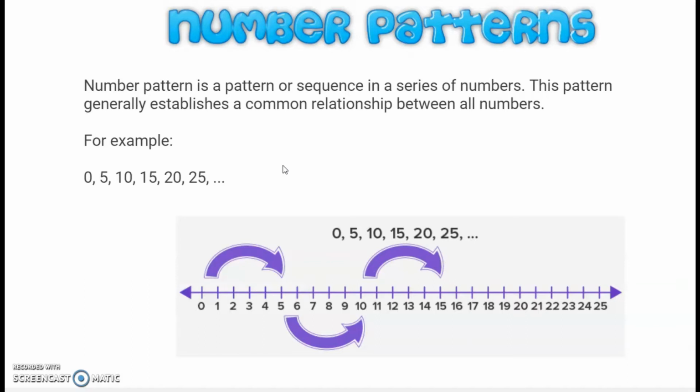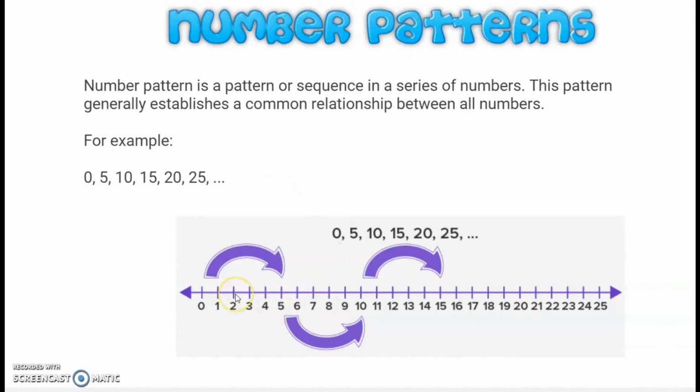All those numbers are showing a pattern, but what is that pattern about? From 0 to 5, we have 5 numbers. From 5 to 10, we have 5 numbers. From 10 to 15, 5 numbers or 5 digits. From 15 to 20, 5 digits. From 20 to 25, 5 digits.